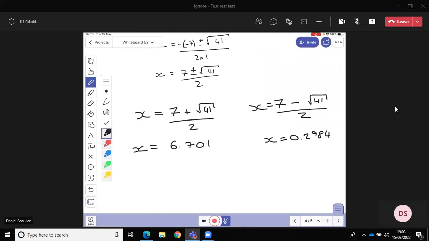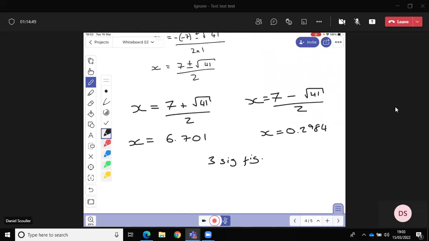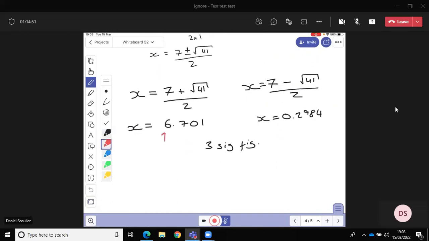Okay, so remember 3 significant figures. So what's a significant figure? That's a significant figure, that's a significant figure, and that will be a significant figure. So we split it there, and if we have to round it, then we use this number. So that x term is going to be 6.70, because the next number is 1, so we don't round up, we round down.